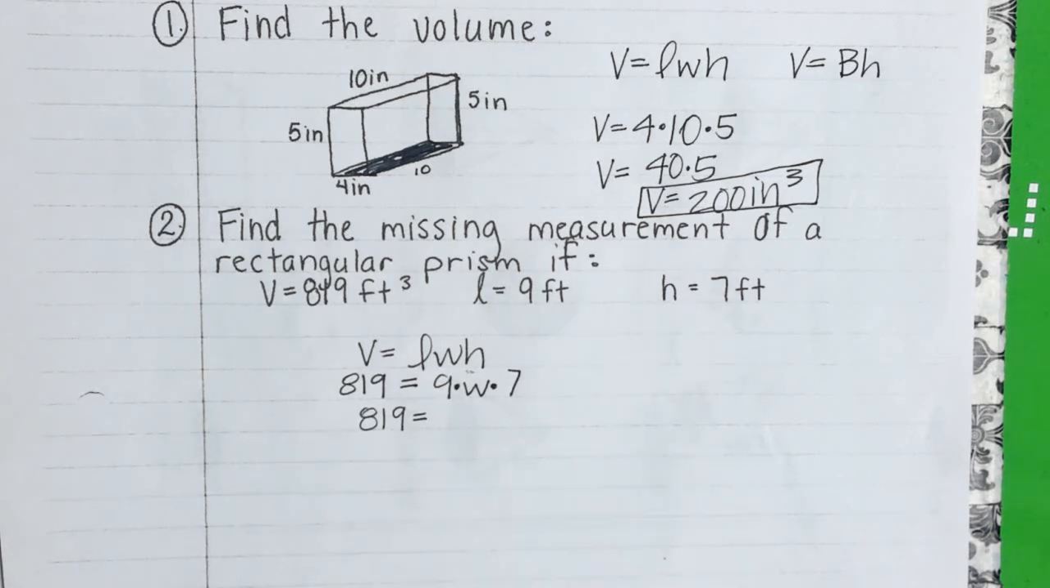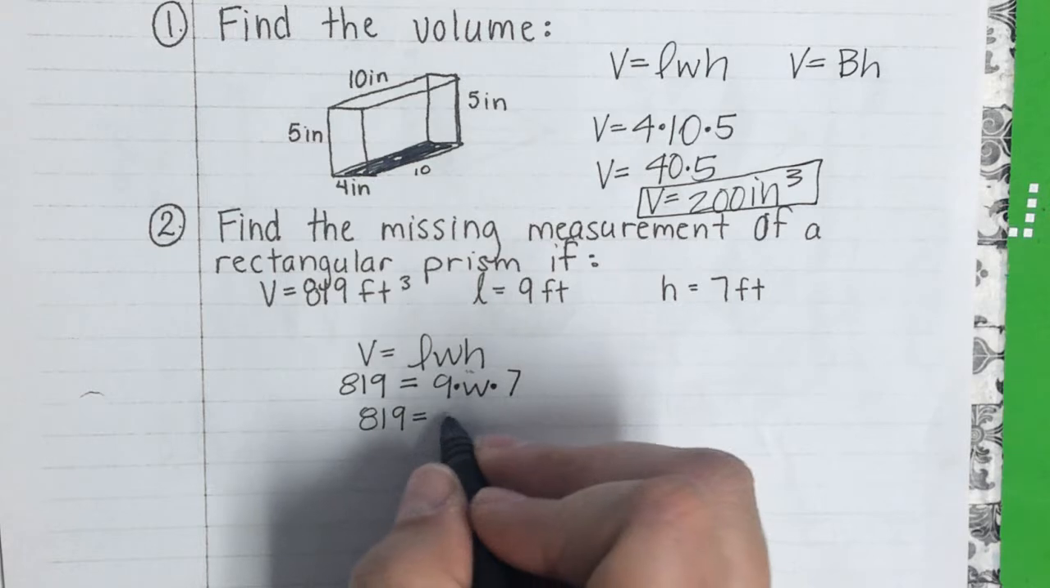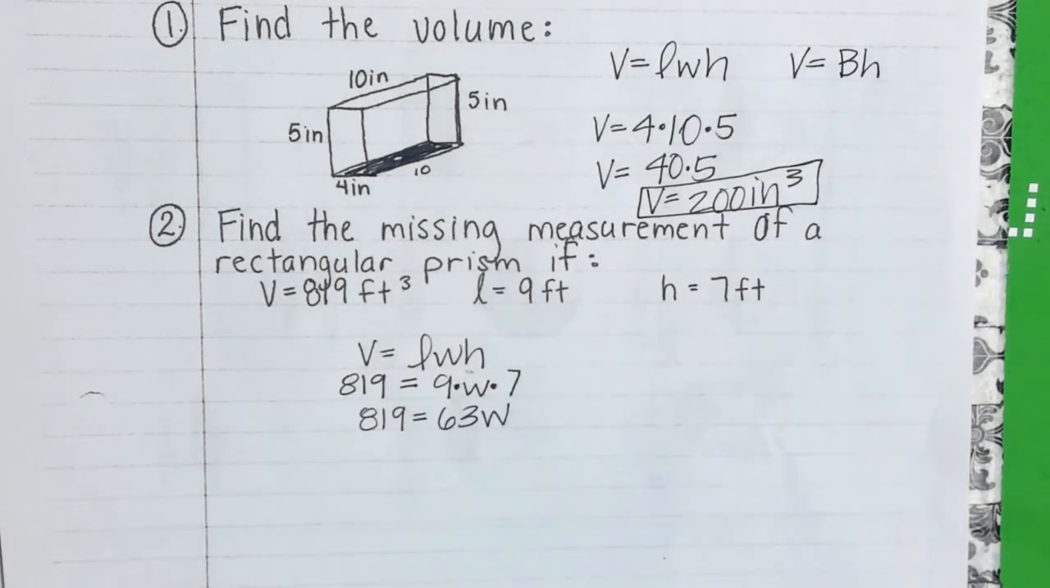9 times 7. I can. Does it matter that there's a W in the middle? No, because we can mix those around. Multiplication of commutative property, you got it. So we're going to do 63 times W.